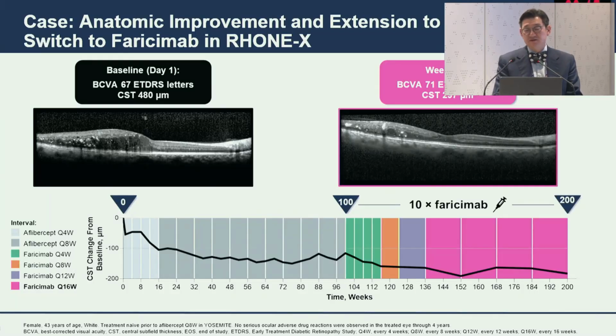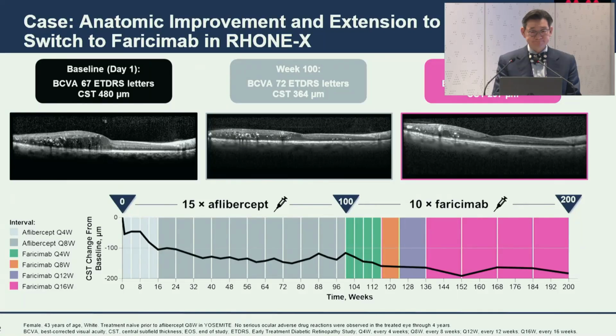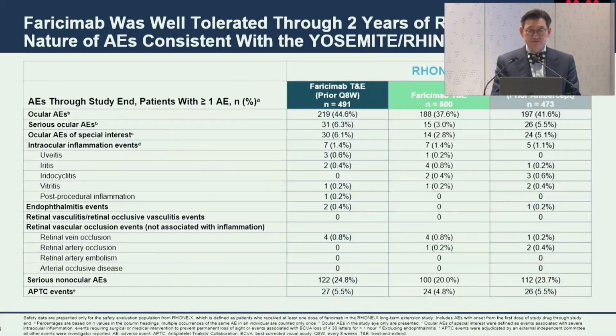On rollover, this patient was switched to faricimab, as in clinical practice, and there's continuing improvement with a reduction in CST now to 297. And this is also with 16-week injections. Here we can see sequentially the path of this patient at baseline, at week 100 when the patient was on the aflibercept arm, and then week 200 when they completed the RHONE-X study.